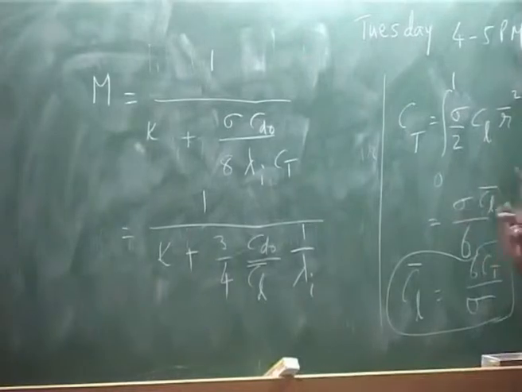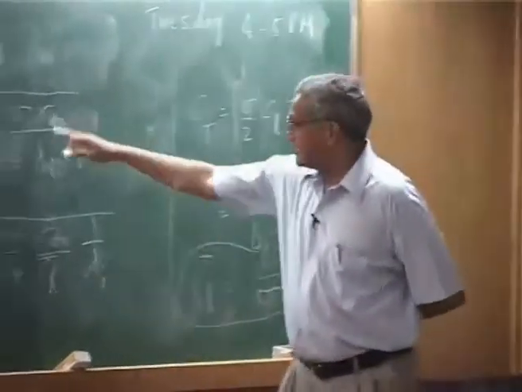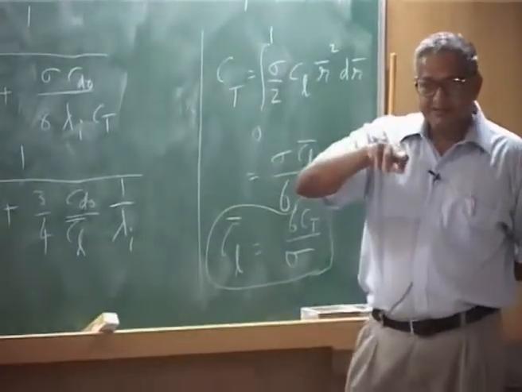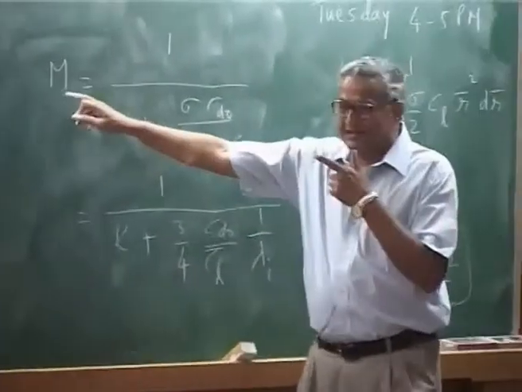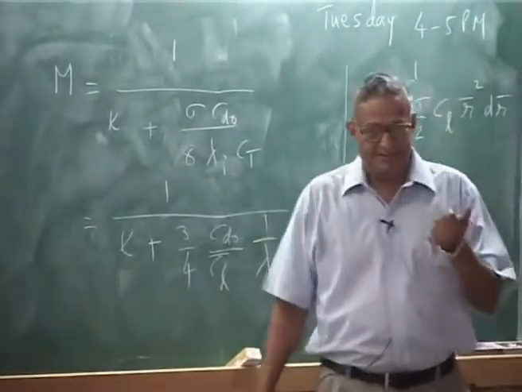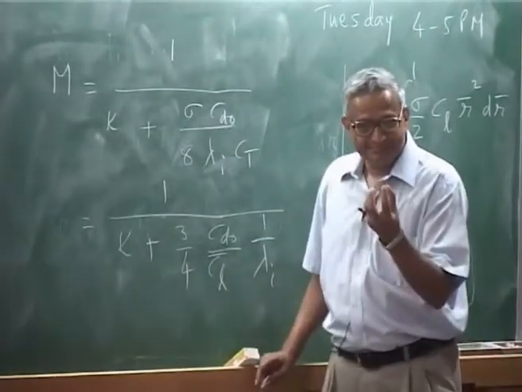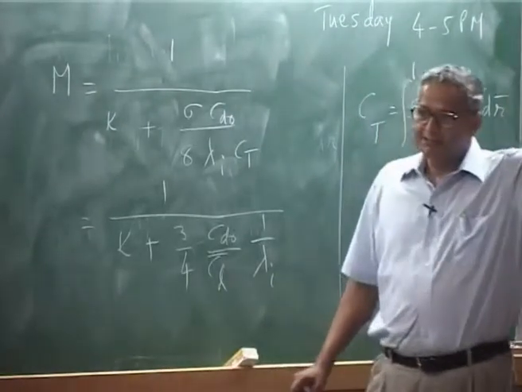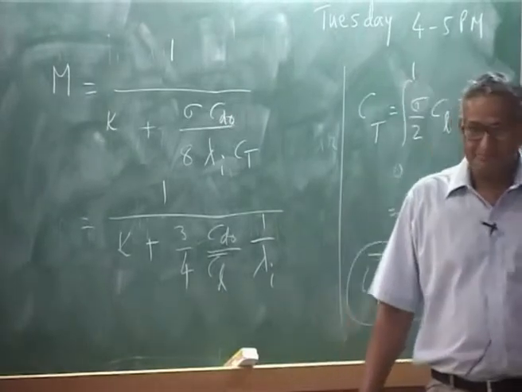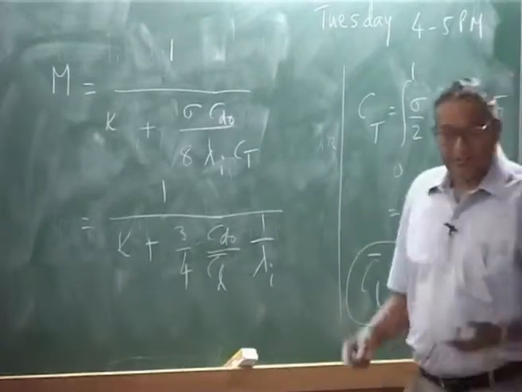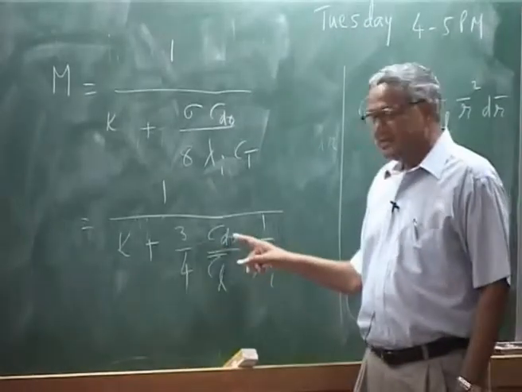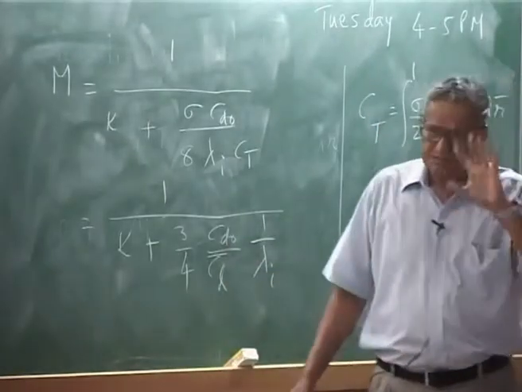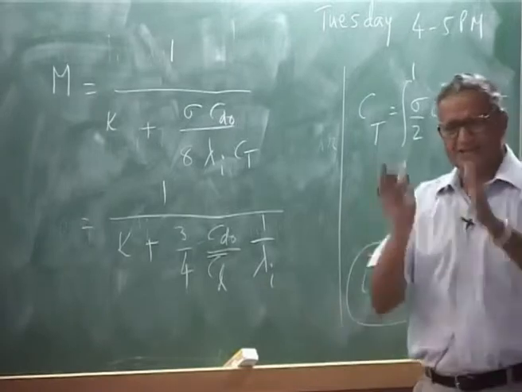CT you get it from here, this is sigma CL bar by 6. You put it here, you will get your figure of merit as 1 over K plus 3 over 4 CD naught over CL bar and 1 over lambda I. See, these are all modified expressions. Here sigma does not appear, that is the solidity does not appear. Earlier we said that if you want to increase the figure of merit, you reduce sigma, but if you reduce sigma, your mean angle of attack will go up, CT by sigma.